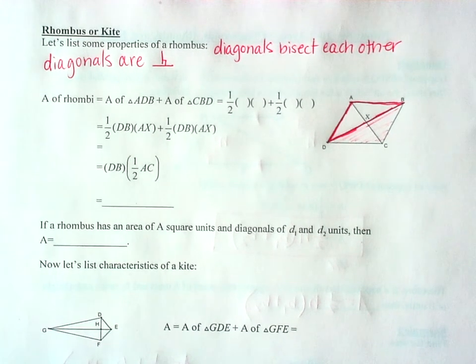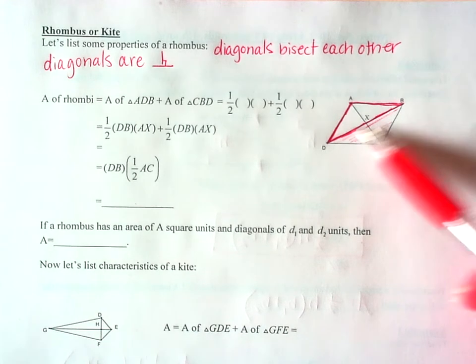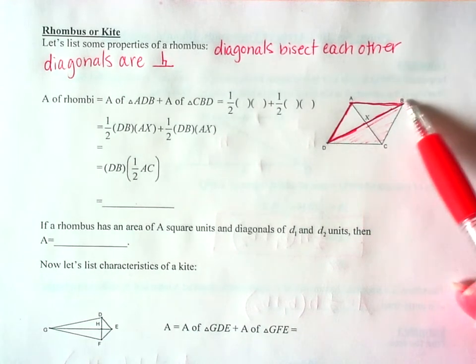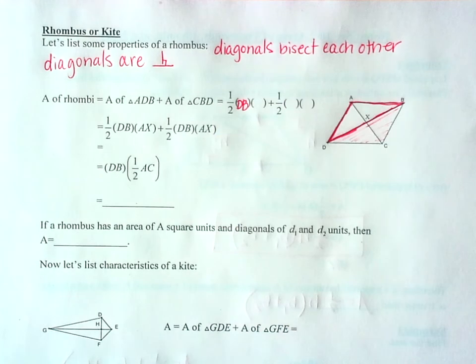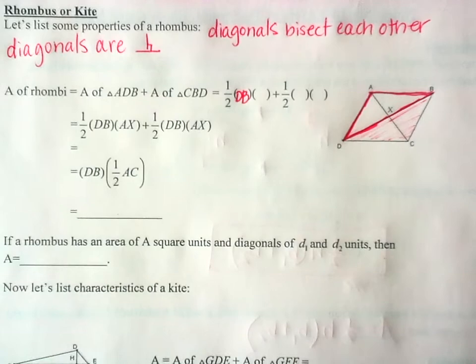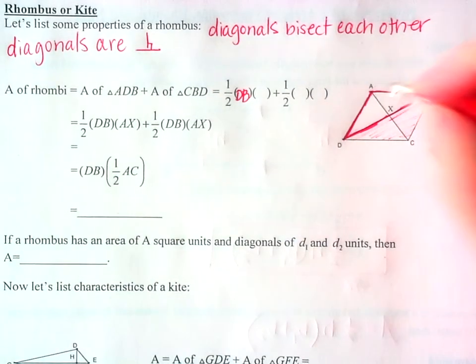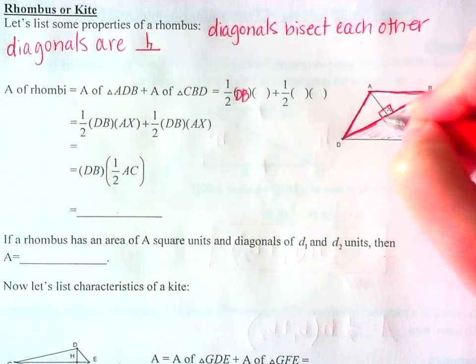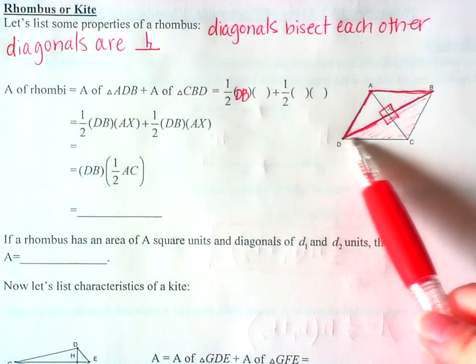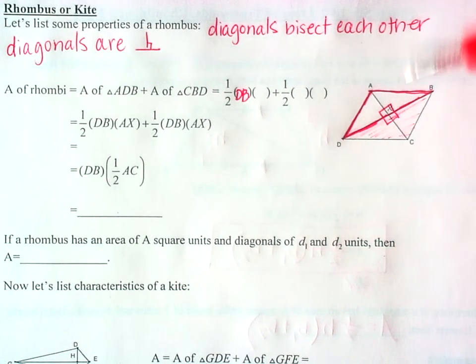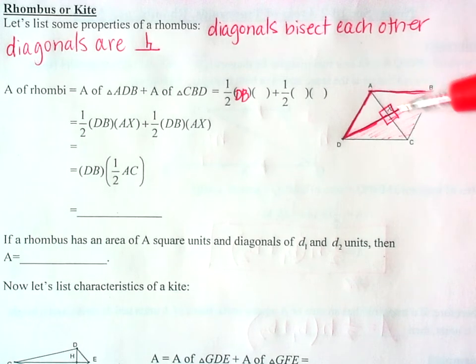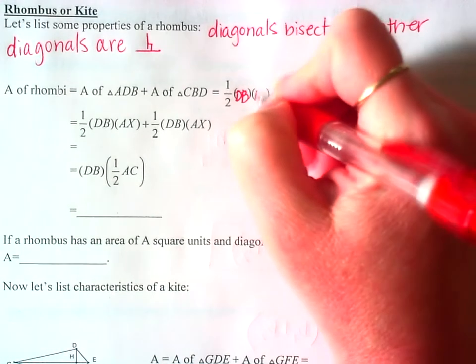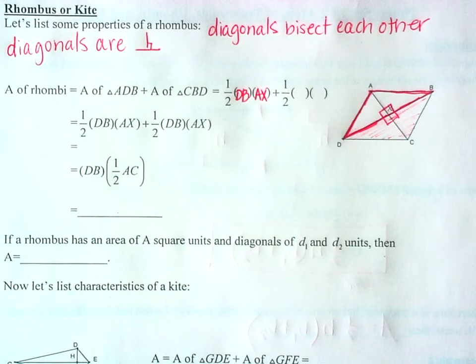If I want to find the area of a triangle, I do 1/2 base times height. So for this triangle, the base is DB. I can choose any side to be my base. I'm choosing DB because remember the diagonals are perpendicular, so all of these are right angles. So if I choose this as my base, it has a height to go with it. Base and height always have to make a right angle. So AX would be my height.